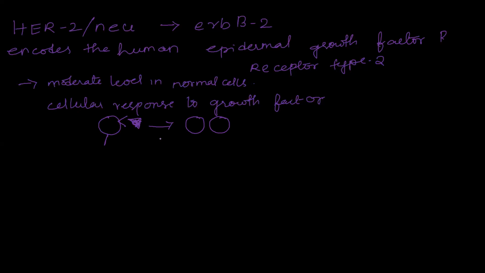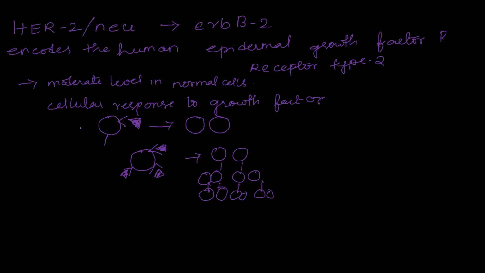So if defective genes are present, what will happen? Instead of one receptor, there will be plenty of receptors present on the surface, and all of this growth factor is going to come and bind, resulting in multiple cell divisions, right? It is going to divide and divide. So this is a normal case and this is a cancerous case.